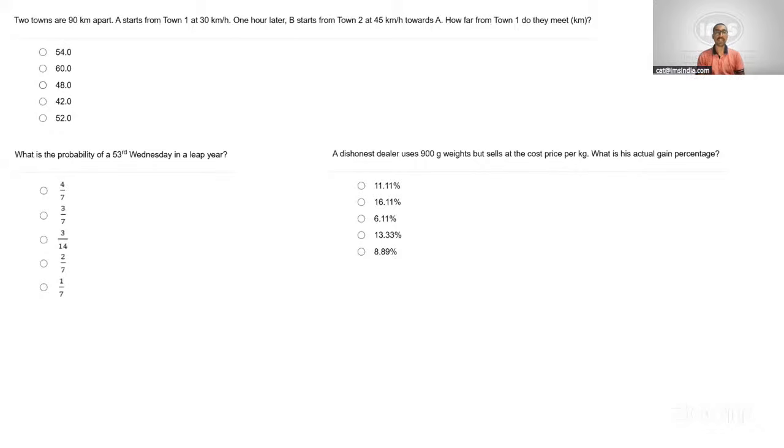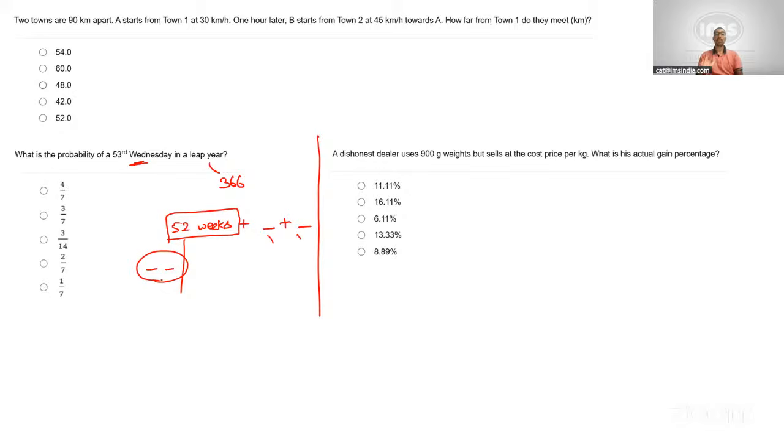What is the probability of a 53rd Wednesday in a leap year? Leap year means 366 days, which is 52 weeks, 52 into 7, plus 2 extra days, plus 2 odd days. So 52 weeks will anyway have 52 of all of those. So if the very first day of the year or the second day of the year happens to be a Wednesday, then either this or this will be the extra Wednesday. So to start with either Tuesday or Wednesday, the probability is 2 by 7. That would be the right answer.